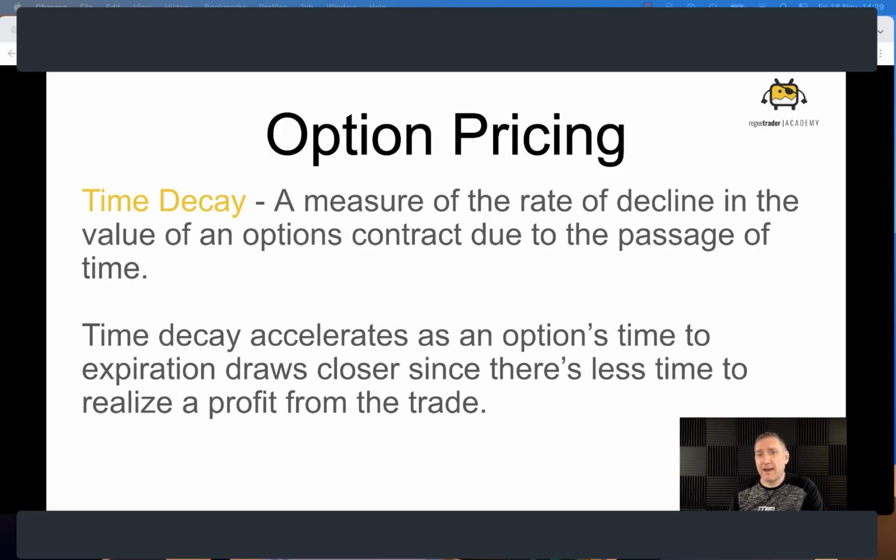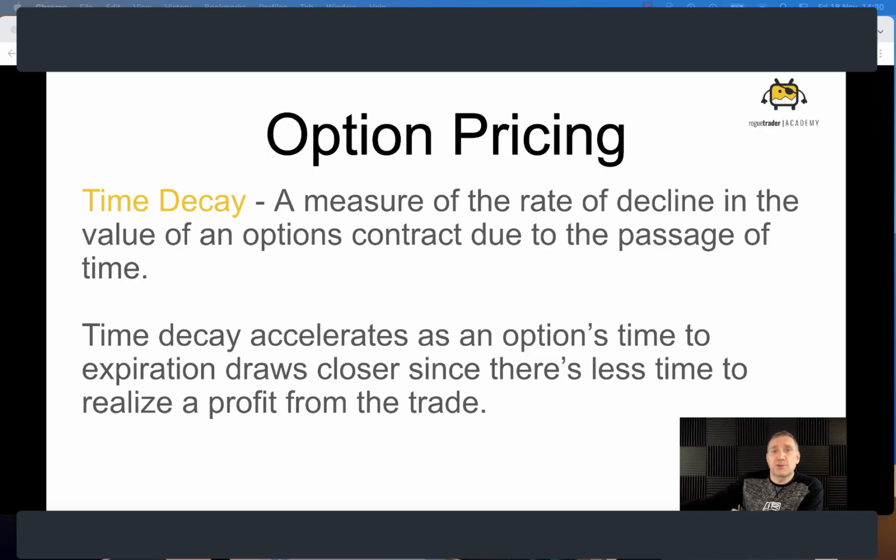Now, time decay, it's interesting because it accelerates as an option's time to expiry draws closer and closer because there's less time to realize a profit from that trade, right? In that last example I showed you, if you're 3 days from expiry, there's going to be very little extrinsic value left, very little time value left.